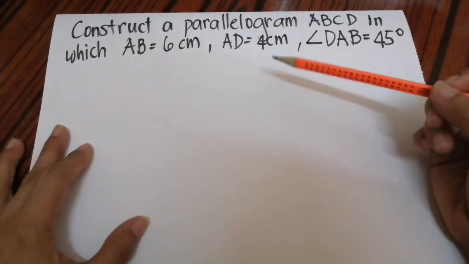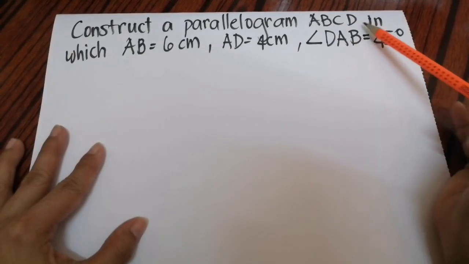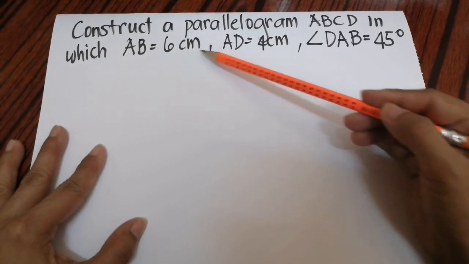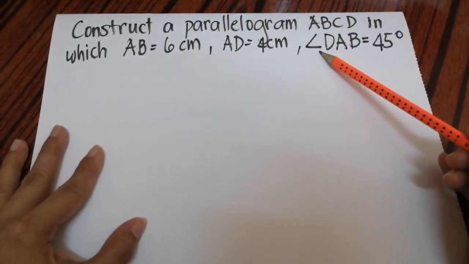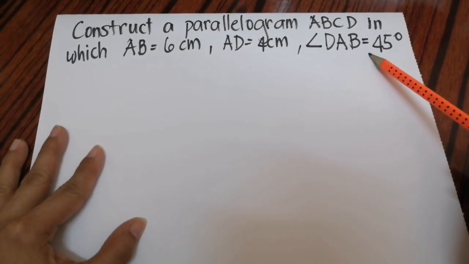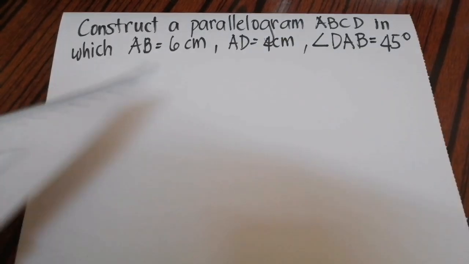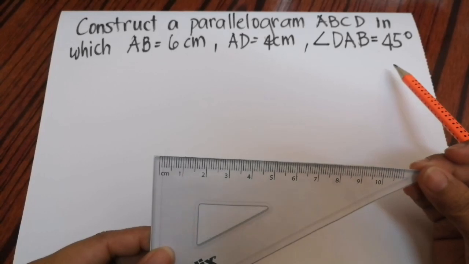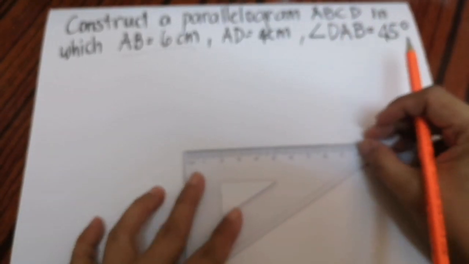Next example is to construct a parallelogram ABCD, in which AB is 6 centimeters, AD is 4 centimeters, and we have angle DAB, which will measure 45 degrees. Step 1. Use a ruler, measure and draw a line of 6 centimeters, and let us name it line AB.